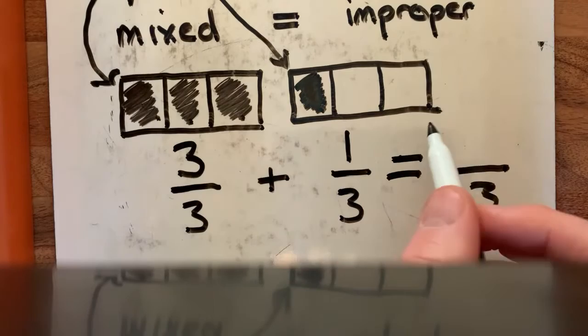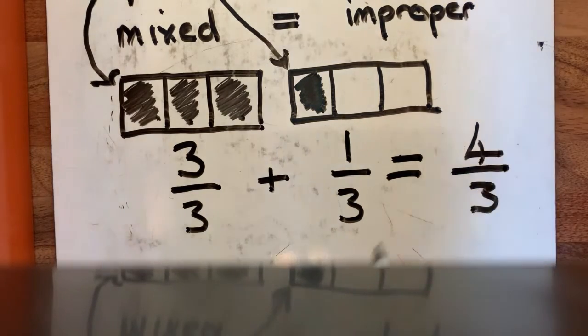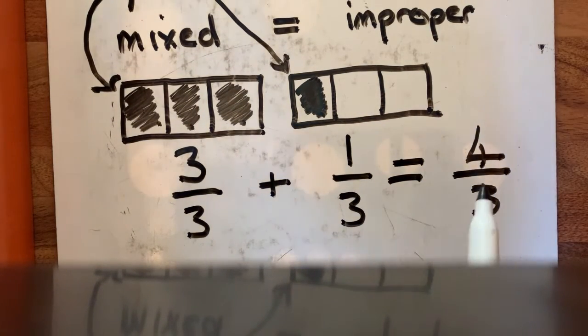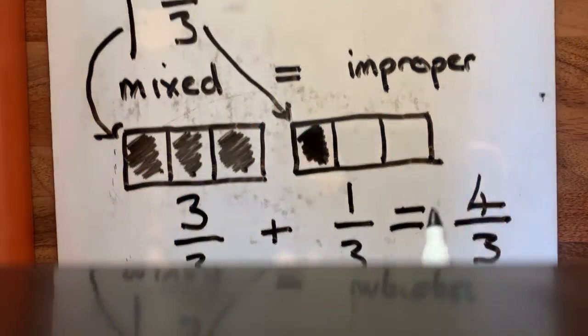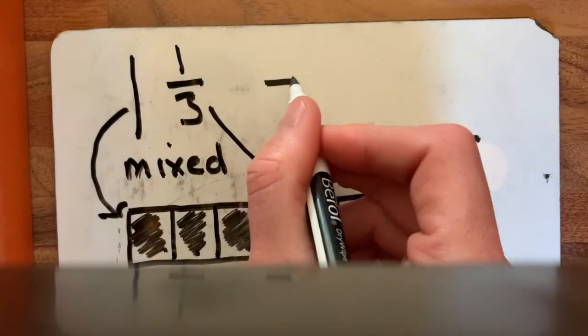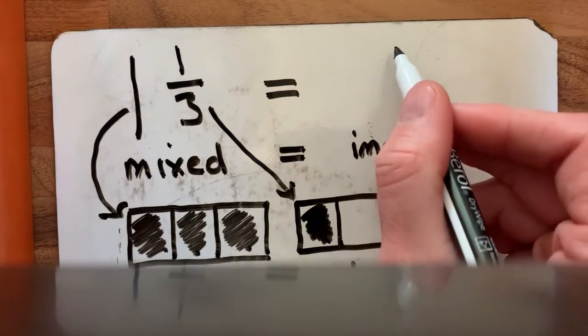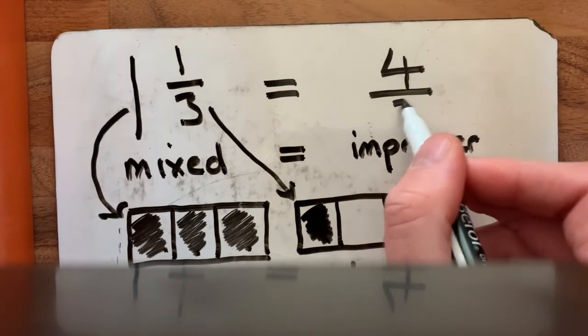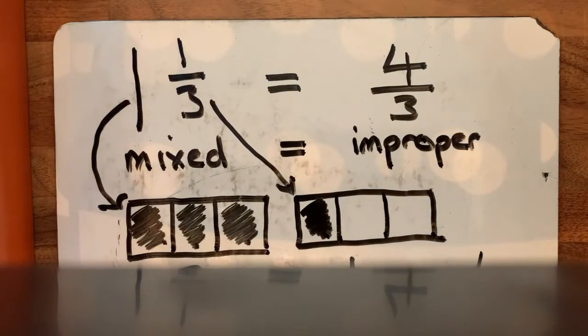And this time 3 add 1 equals 4. Okay, so we've got our improper fraction because the numerator is bigger than the denominator. So 1 1/3 is equal to 4/3. And that's our improper fraction. Okay, now we'll look at one more example before we move on to the do it.